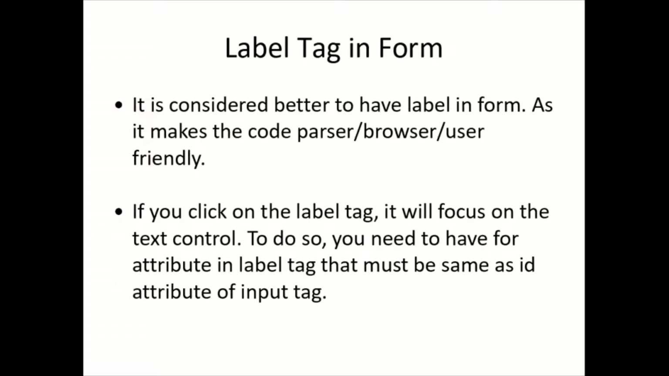The label tag has one attribute, the for attribute, and it takes the name of the control which you want to connect, or the control for which you want to make it a label.